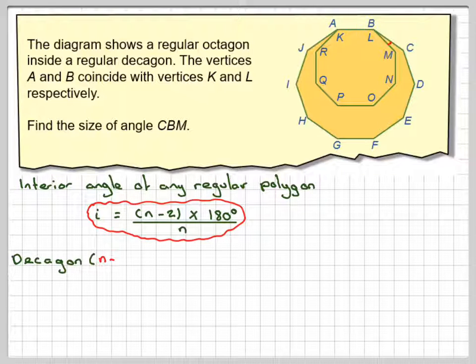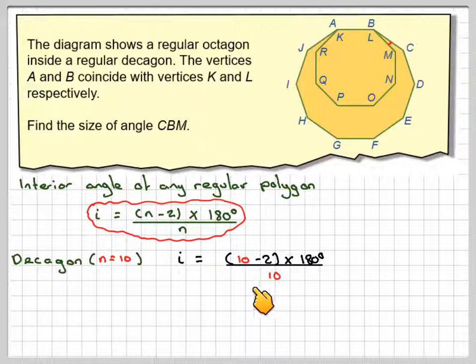So for the decagon, which is 10 sides, n is 10, n stands for the number of sides, we're going to have that the interior angle is (10 minus 2) times 180 divided by 10. If we use the fraction button on our calculator and brackets and write it in exactly as it's written down there, you'll get an answer of 144 degrees. That means that each interior angle of a decagon is 144 degrees.